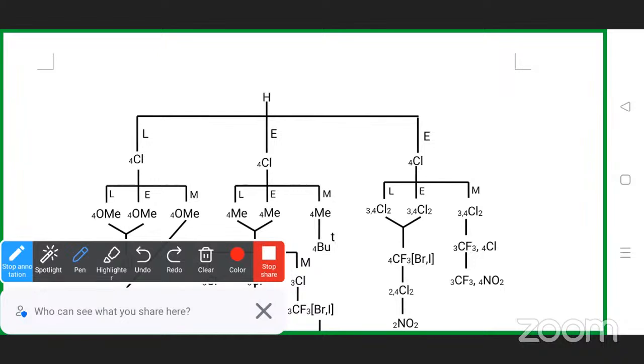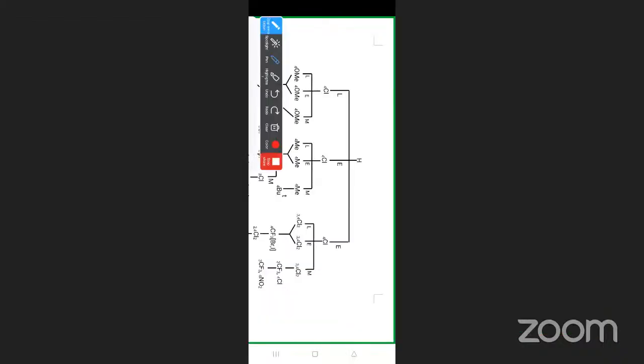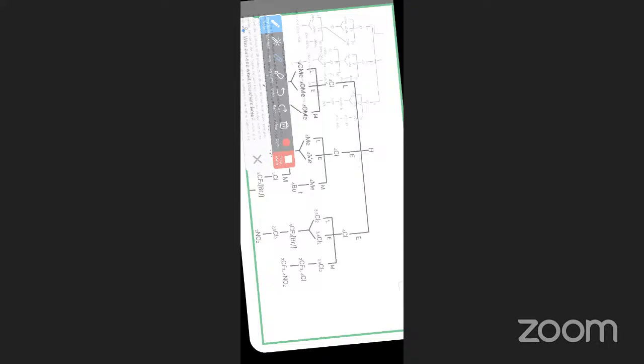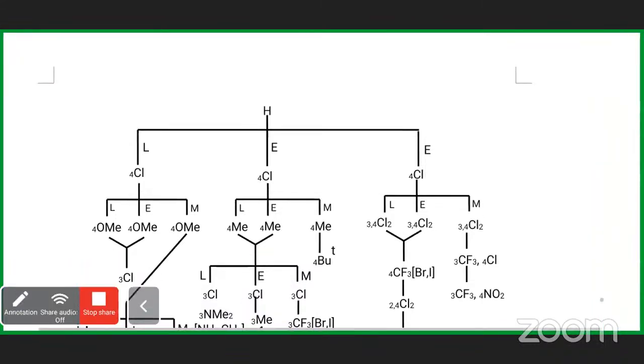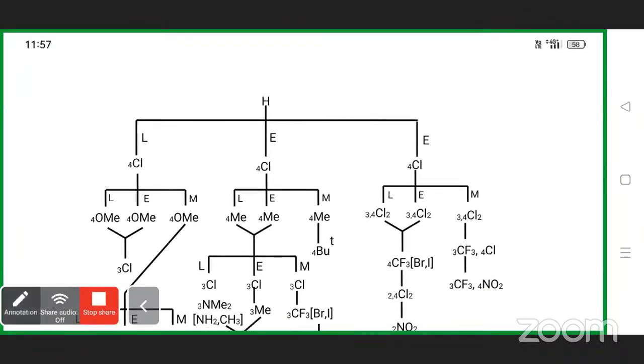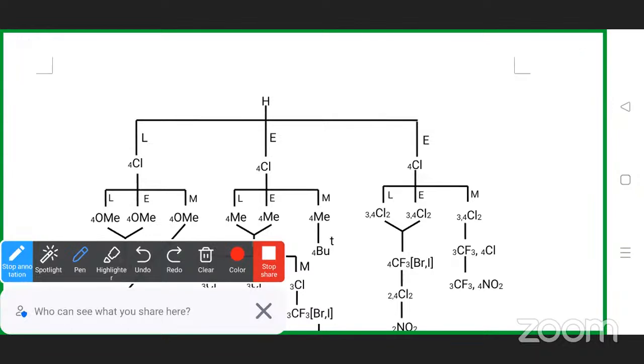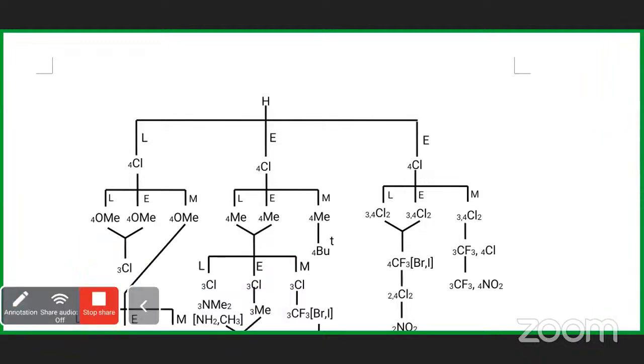In our books it is given as L, E, M, with M in the last position, so you can make it M. Among these, L is low, E is equal, and M is more, that is, high.